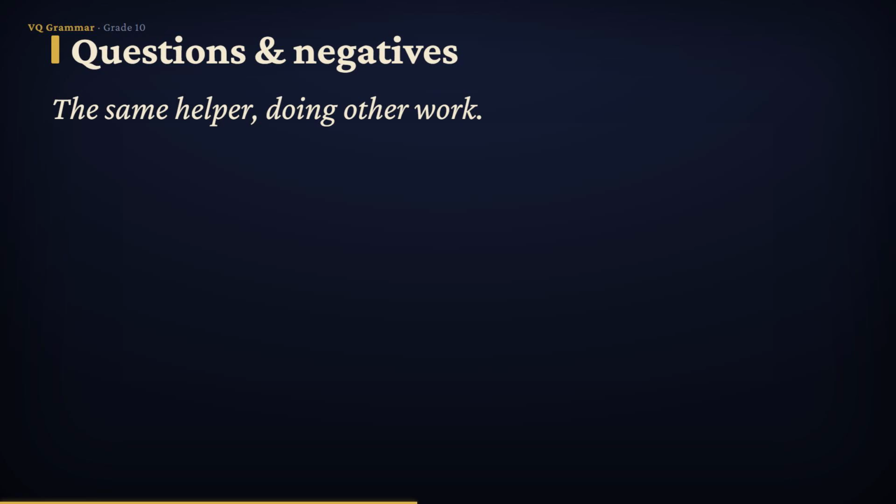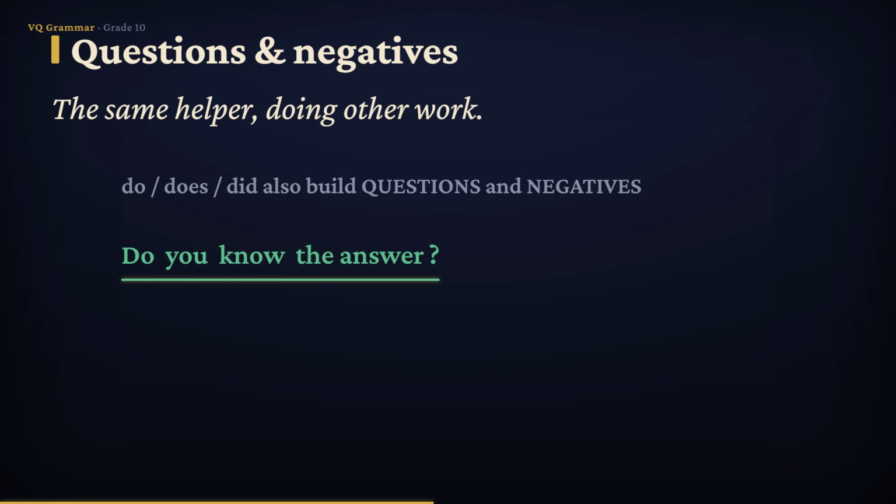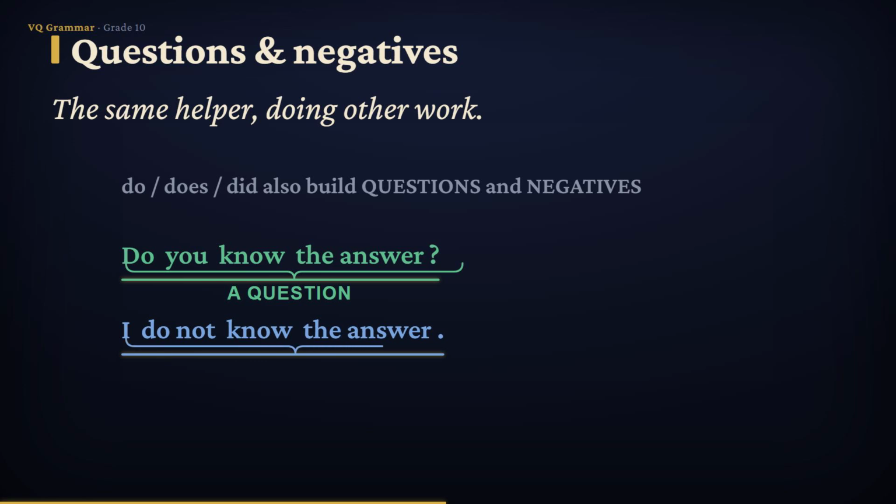Here's something worth noticing. Do, does, and did also build questions and negatives, and the pattern is exactly the same. Take this one. Do you know the answer? That's a question, and it opens with the helper do. Or this one. I do not know the answer. That's a negative, and the word not simply slides in after the helper. In both, the main verb stays in its base form, know.